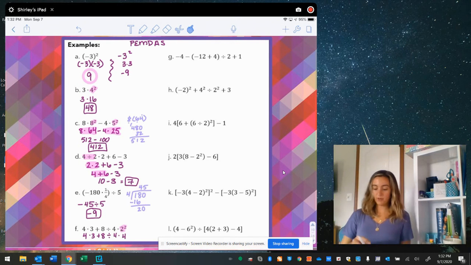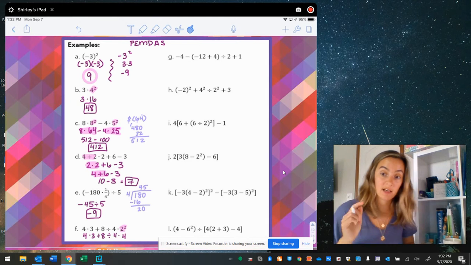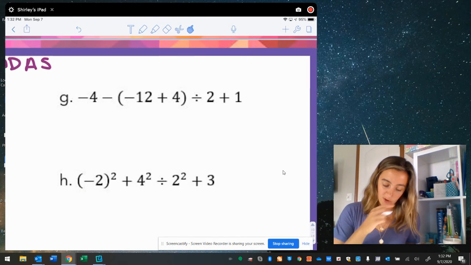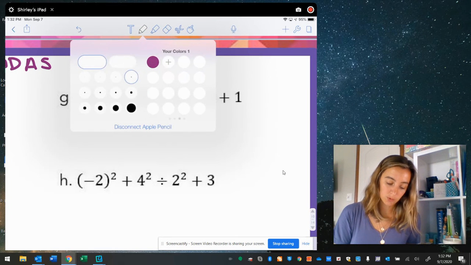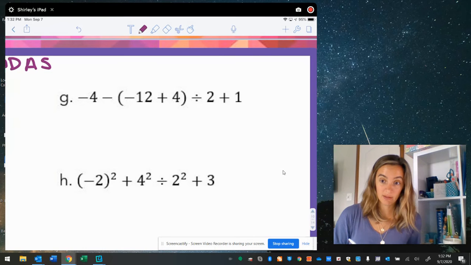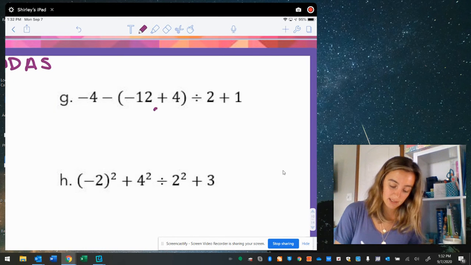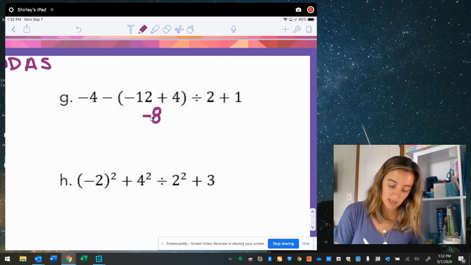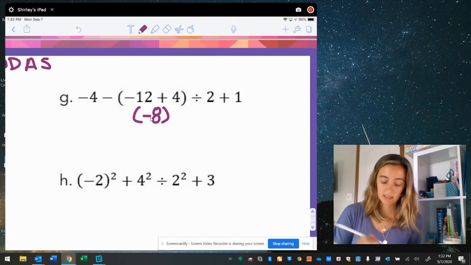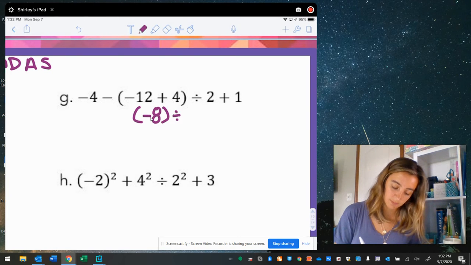Okay, so starting with G, we have a set of parentheses, so we're going to take care of that first. So negative 12 plus 4, remembering our rules, I'm going to subtract them. So that's going to give me 8. And then I'm going to keep that bigger sign. And as a rule of thumb, if I'm simplifying in parentheses, I'm going to keep even my answer in parentheses just to keep my work a little bit more organized. Bring everything else down around it.